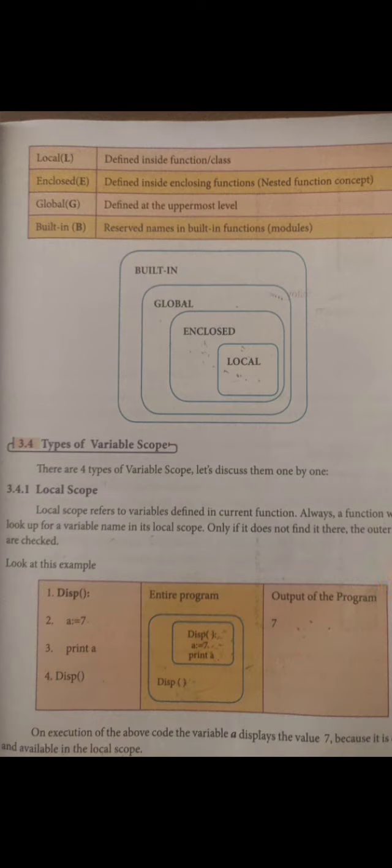LEGB rule is used to decide the order. Local refers to L, defined inside a function or class. Enclosed, E, is defined inside enclosing functions, the nested function concept. Global refers to G, defined at the uppermost level. Built-in, B, refers to reserved names in built-in function modules. In the picture given, local is executed first, enclosed next, global next, and built-in last.